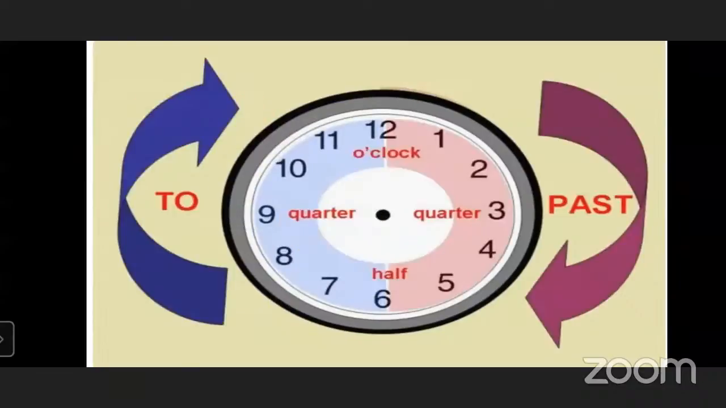In this clock, you can see very clearly that 12 is called o'clock, from 12 to 6 is the half part, and from 12 to 3 is the quarter part. So that's why from 12 to 3 it is a quarter past. From 12 to 6 is a half past. Likewise, from 6 to 9 it is quarter to, and from 6 to 12 it is a half to.